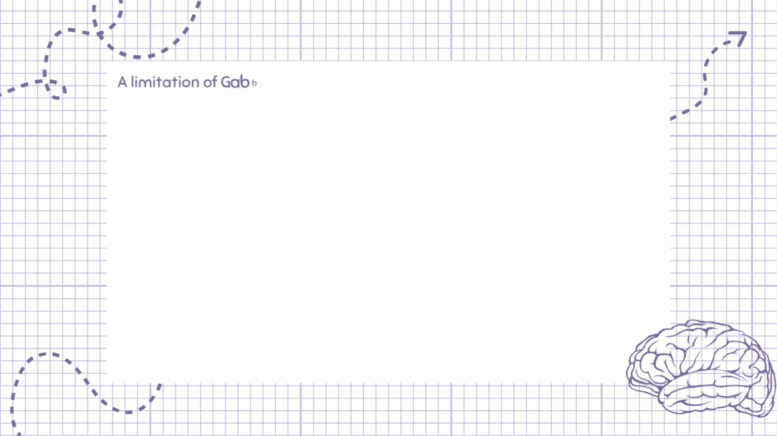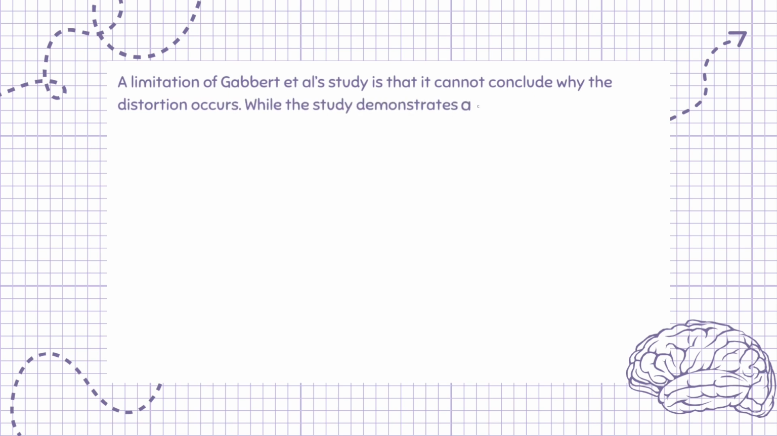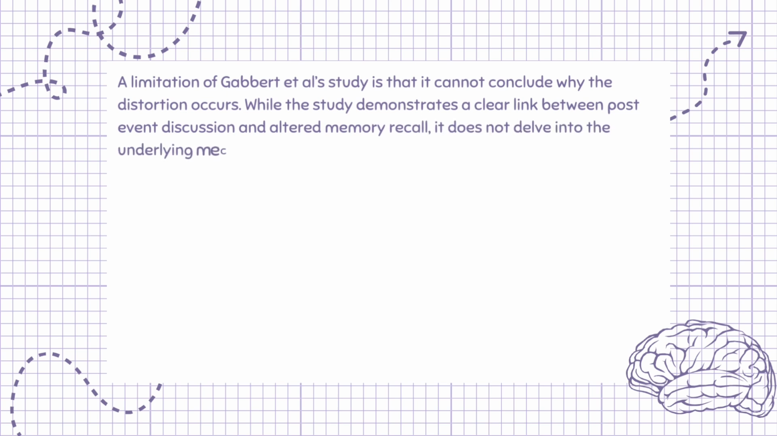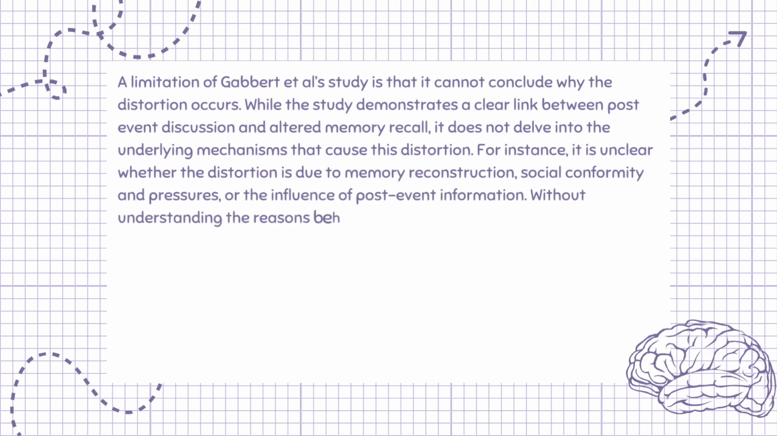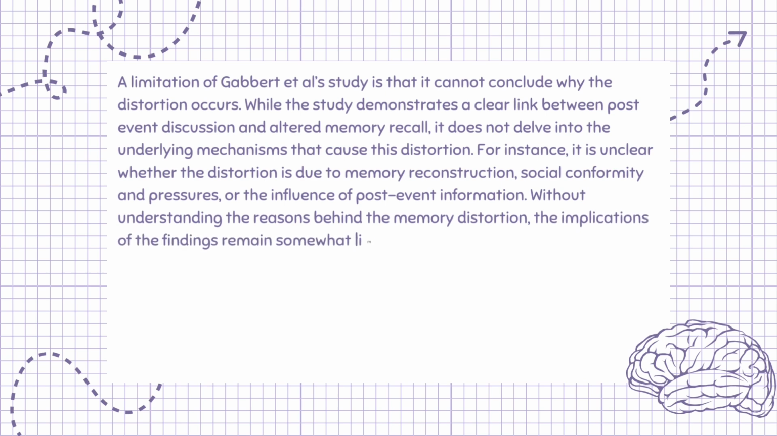A limitation of Gabbert et al.'s study is that it cannot conclude why the distortion occurs. While the study demonstrates a clear link between post-event discussion and altered memory recall, it does not delve into the underlying mechanisms that cause this distortion. For instance, it is unclear whether the distortion is due to memory reconstruction, social conformity and pressures, or the influence of post-event information. Without understanding the reasons behind the memory distortion, the implications of the findings remain somewhat limited.